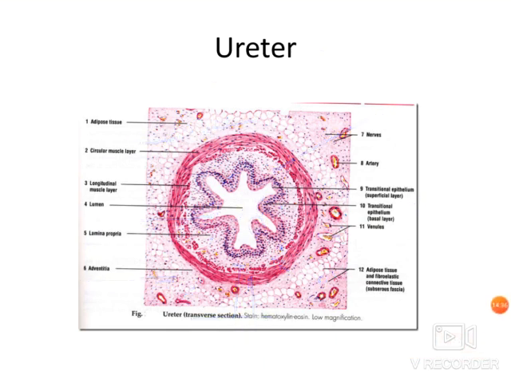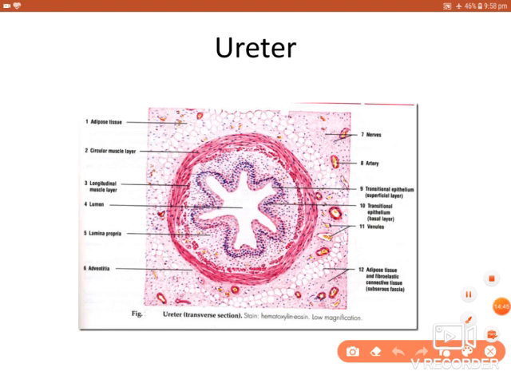So here is the ureter, and this is the star-shaped lumen. The lining epithelium is the transitional epithelium. Next is the muscle layer, which forms an inner longitudinal and an outer circular layer. Then the outermost layer is the adventitia.